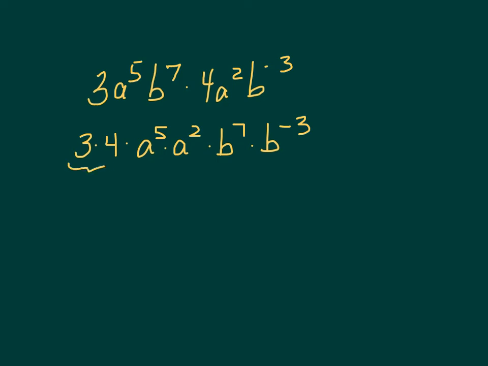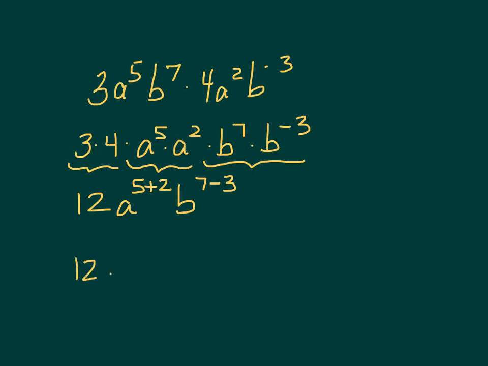3 times 4 becomes 12. My a's keep my base, add my exponents, so I get 5 plus 2. And I'm going to do the same thing with my b's: b to the 7 plus a negative 3, which is the same as 7 minus 3. Now I can simplify it: 12a^7 b^4.